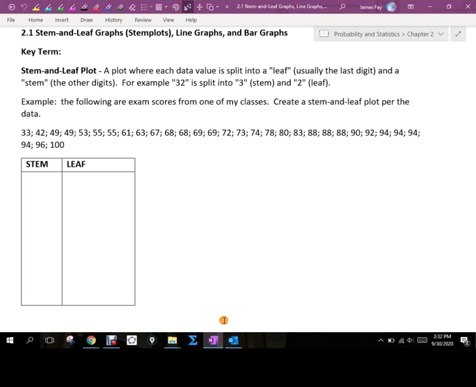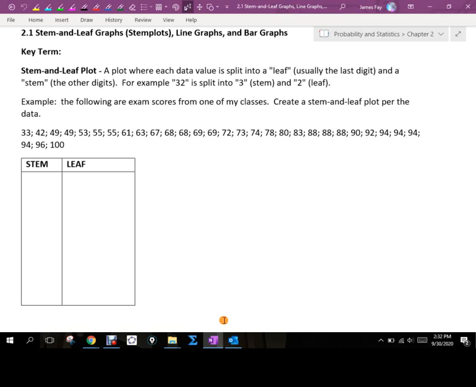Chapter 2 is all about creating, today, stem and leaf plots, which you guys have done before. Box and whisker plots, you guys ever done those before? I think that's like section 2.5 or 2.4. Histograms. Ever make a histogram? Bar graph. Ogive. An ogive is just a cumulative frequency graph.